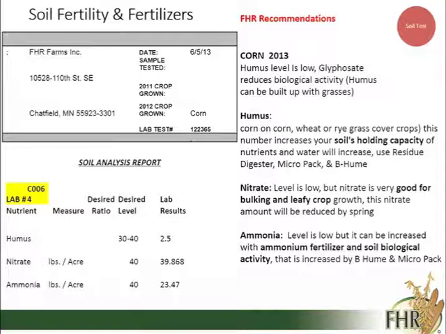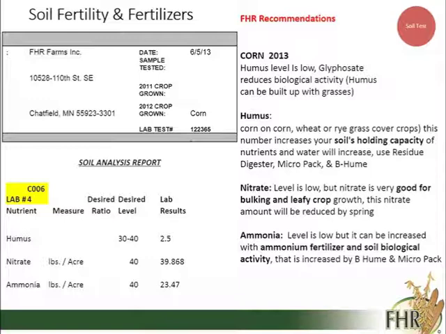We'll be looking at grasses, corn on corn, rye, wheat as cover crops. Numbers to increase holding capacity of nutrients and water will increase using residues, digesters, Micropack, one of our products, and Behium. The individual that taught me this said that for every 1% of humus in these soils, we have up to 0.44 inch of water holding capacity. So this is very, very critical.